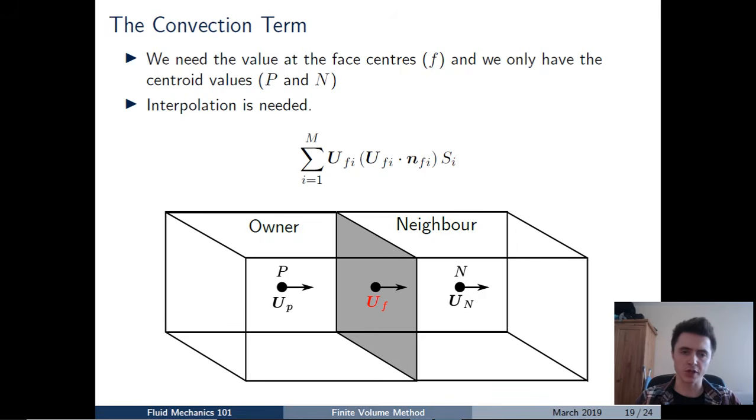So it's quite clear from looking at this diagram that what we need is some form of interpolation. If we can take the value at the cell centroid P and the value at the neighboring cell centroid N and perform some type of interpolation to get our face value F, then we can work out the convection term there.